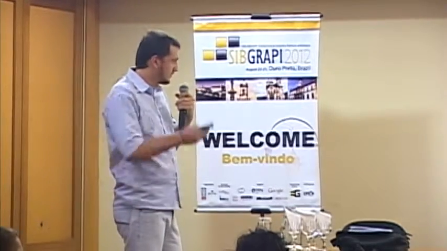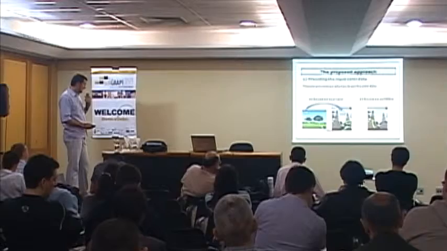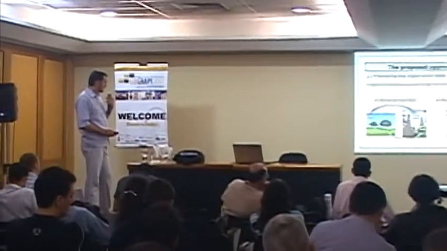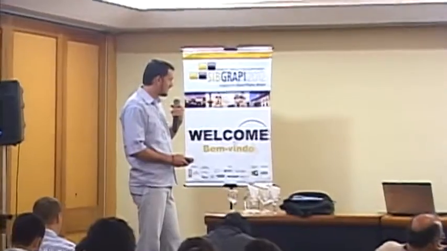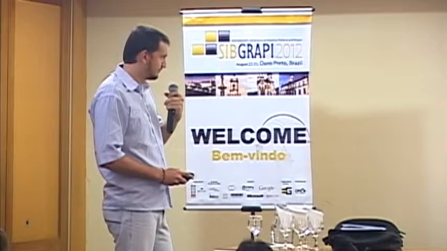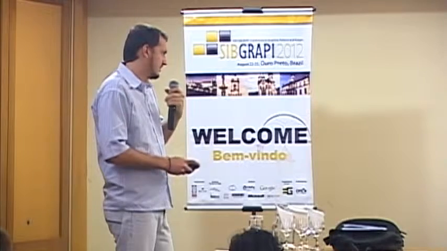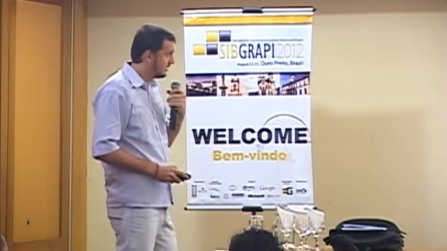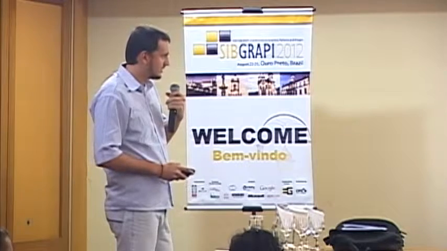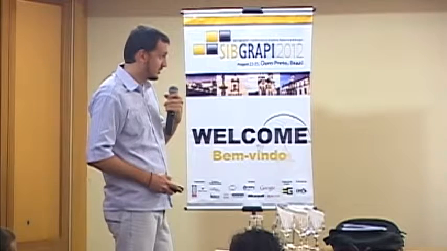So Project Color allows the use of both strategies. Based on example, we can set a color image and perform a matching between the colored image and the grayscale image by using these samples here, this exemplar or sample, it doesn't matter. And based on scribble, the user can provide some scribbles on the target image.